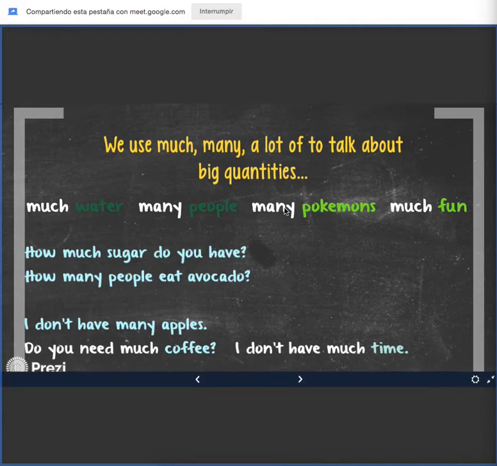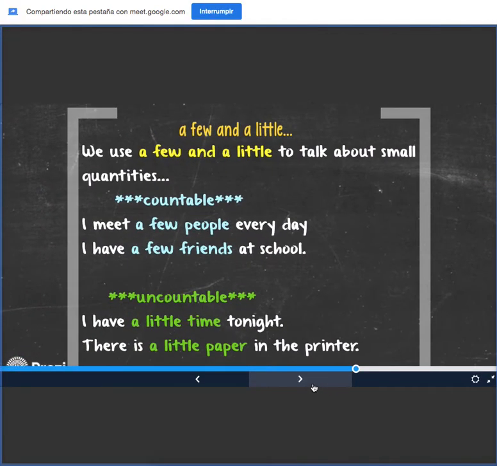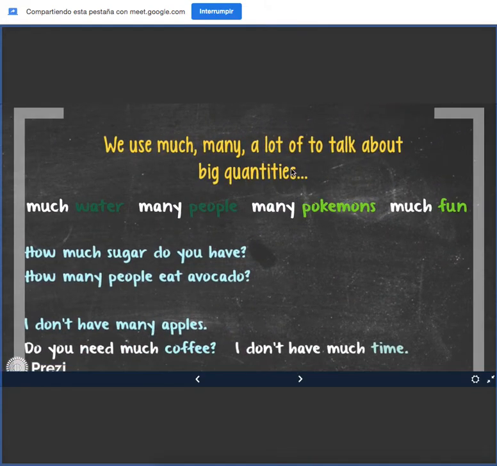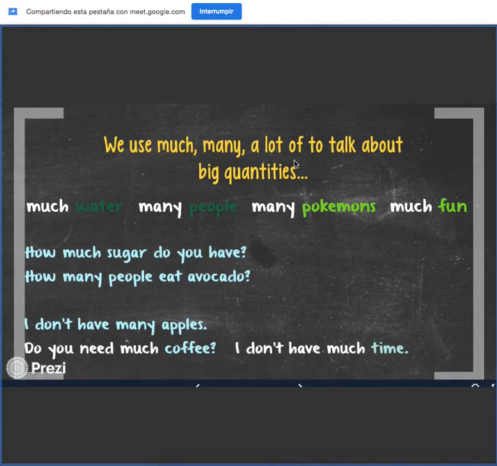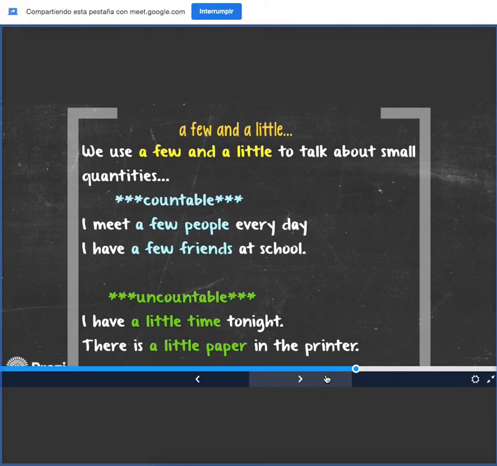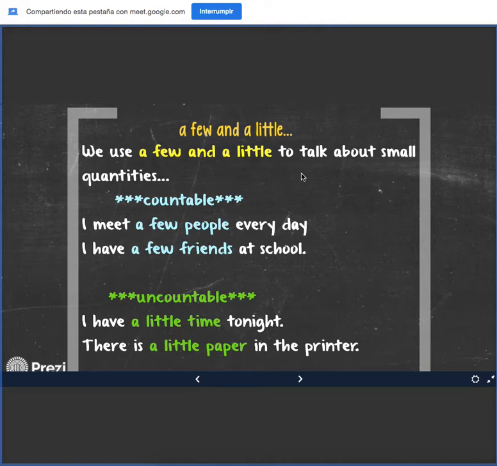Okay, ready, babies? Don't forget, much uncountable, many countable. Let's continue with the next one. Okay, I forgot to tell you something here. A lot of can be used with both. Puedes usar a lot of con ambas, countable and uncountable. So you can say, I have a lot of water, or there is a lot of people. Okay, so there is no big deal. Let's talk about this one. That is also a way to use words with countable and uncountable nouns.